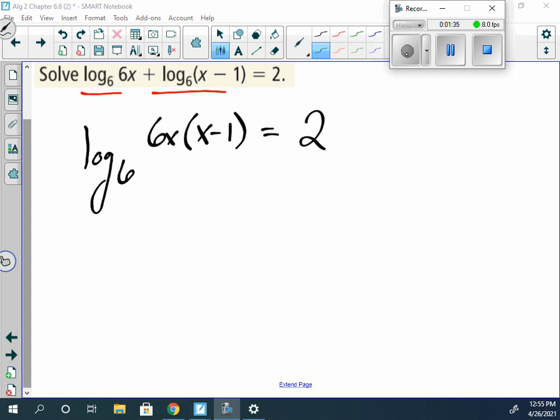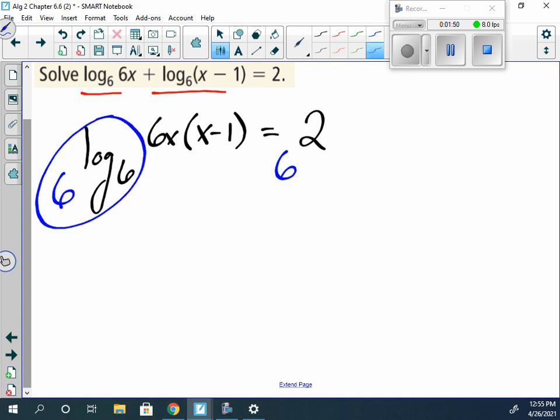Now at this point, we're going to use another property. And we're going to put both of these to the base of 6. The reason that we do this is because 6 to the log base 6, this part of the equation, will simplify out completely. Because as we covered before, b to the log base b of x is going to simplify to x. And that's why we do this, because it works out nicely.